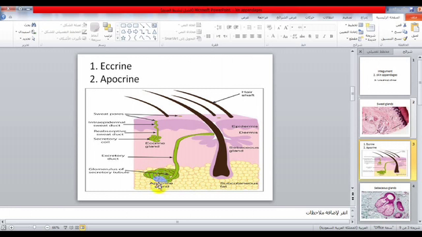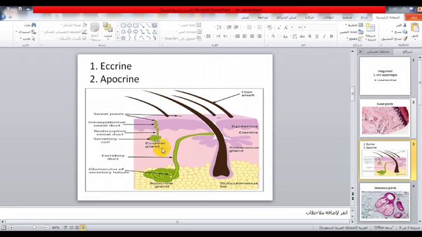So it's cuboidal to low columnar epithelium lined and surrounded by two types of cells. The dark cell, according to its secretion, is a viscous or mucoid cell with mucus secretion, while the clear cells have a watery secretion and contain secretory granules.